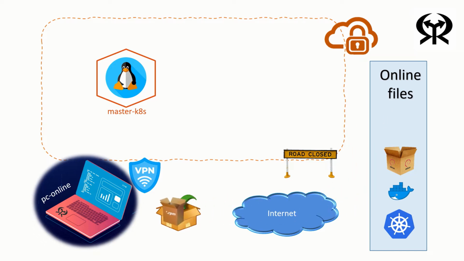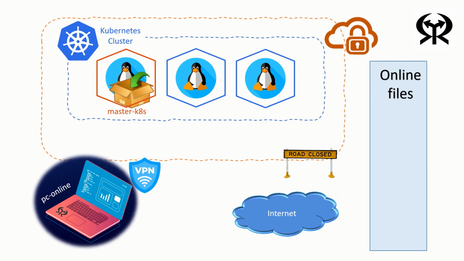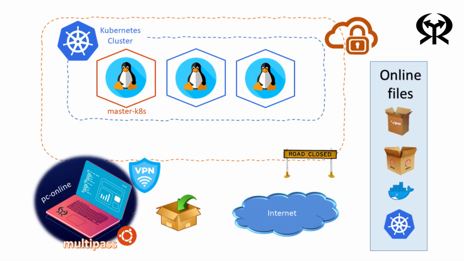Then once we have downloaded all the packages, we can just zip this and then pull those files into the environment where we are going to install the cluster. Boom, then we have our cluster up and running, and all that without internet access.